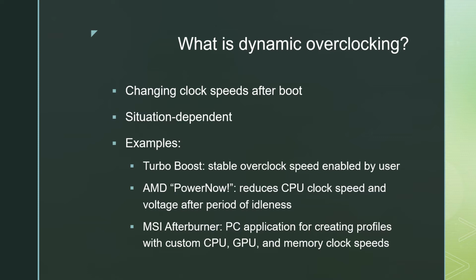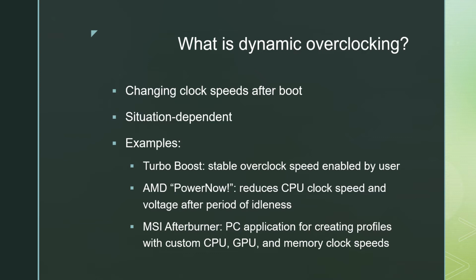There are also programs that reduce clock speed, or underclock the system. AMD PowerNow will reduce the clock speed and voltage after a period of idleness so that it's saving on power in the long run. This is particularly used on mobile devices, although they do have one for desktops as well.